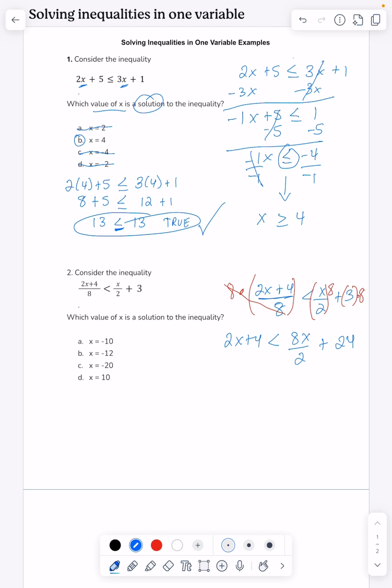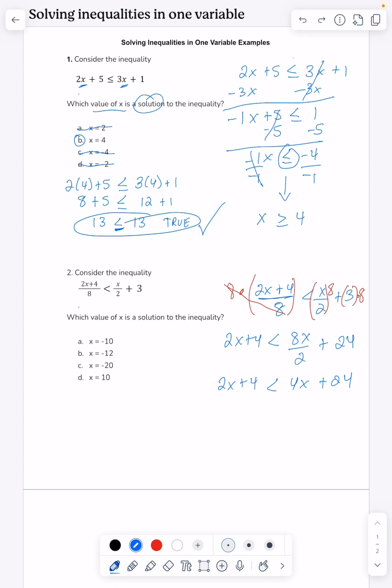So we have 2x + 4. In this case here, we could simplify this. 8x divided by 2. In this case, it was still less than. 8x divided by 2 is 4x + 24, right? Because 8 divided by 2 here gives us 4, and there was an x, so 4x.